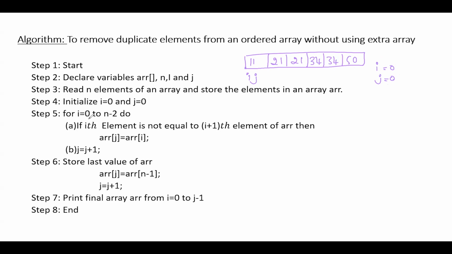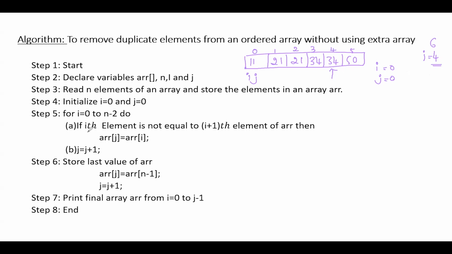Okay, now I'm saying for i is equal to 0 to n minus 2. Now my n value is 6, so n minus 2 is equal to 4. I'm going to iterate i up till 4, that is, up till here. If you remember, the index of an array starts from 0, so I'm going to iterate the i value up till this value.